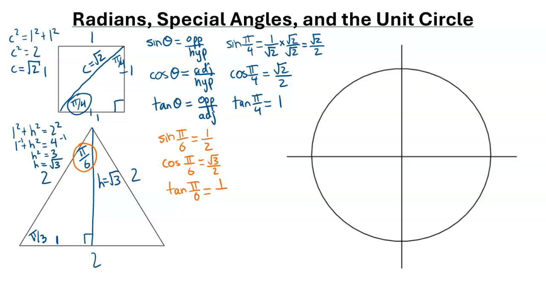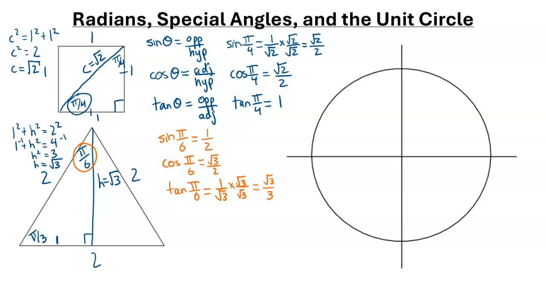And just like we did before, we need to rationalize the denominator by multiplying by the square root of 3 over the square root of 3. And so 1 times root 3 gives me root 3, and root 3 times itself gives me 3. And so that's all the special ratios for sine, cos, and tan of pi over 6.